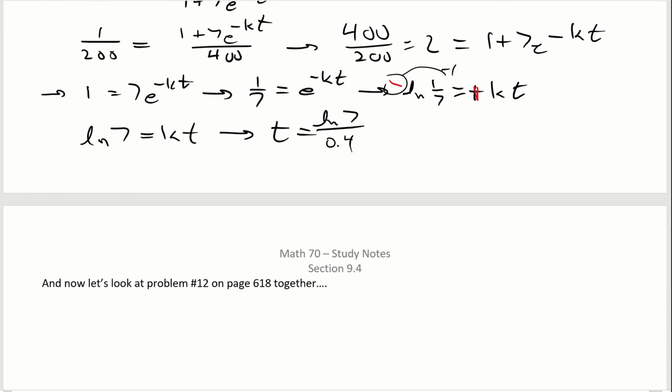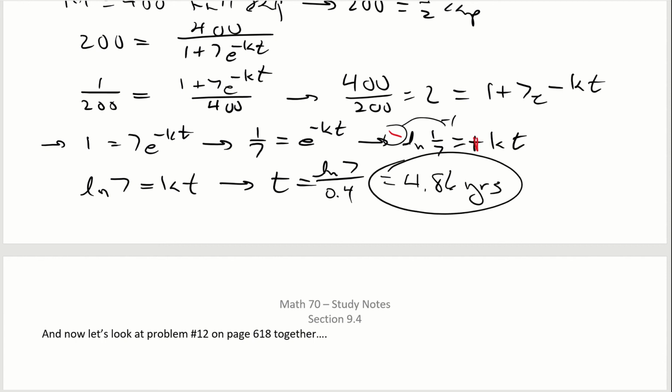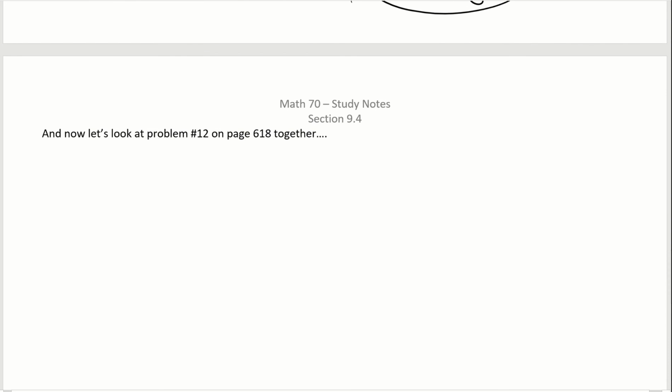In fact, I didn't really do very well with that demonstration. I should have put k in at the front end and said, by the way, we know k. And I said we didn't. We figured it out. So anyway, the answer to this one is about 4.86 years. Sorry about that delay, but this is what you get when we're doing our first video and going crazy.